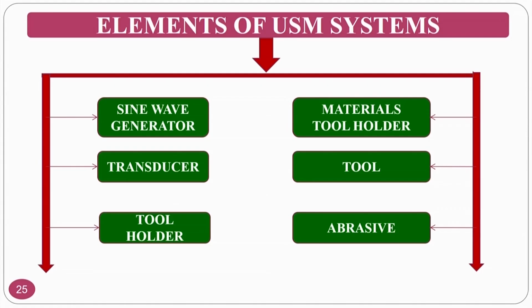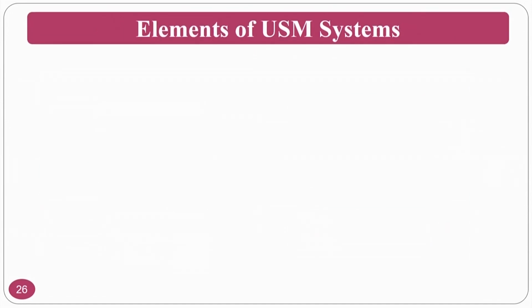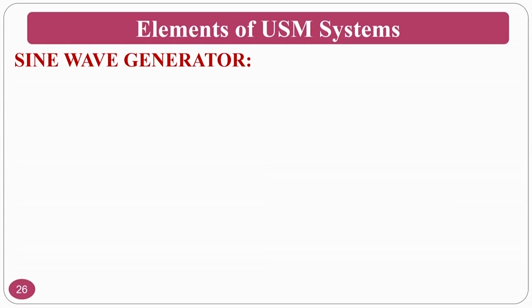Sine wave generator, transducer, tool holder, materials for the tool holder, tool, as well as the abrasive particles. These are the elements of the ultrasonic machining system. Among these elements, the sine wave generator normally converts 60 Hz to less than 16 kilohertz.